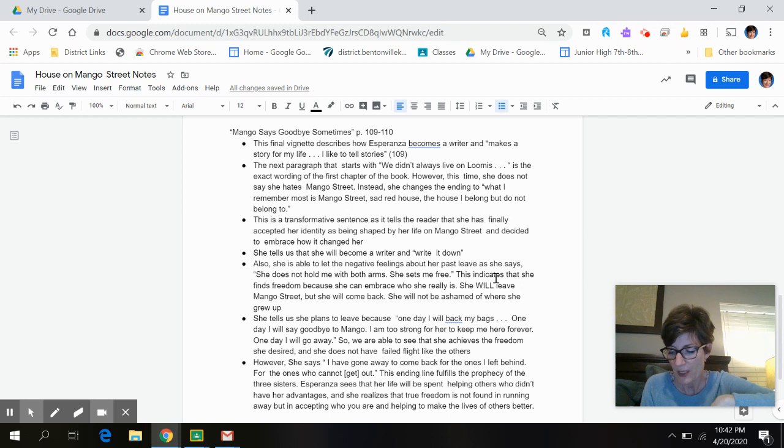But in this chapter, we begin to see that she's getting that self-confidence. And she says, she cannot hold me with both arms. She sets me free. One day I will say goodbye to Mango. I am too strong for her to keep me here forever. One day I will go away. So she sounds so much more confident in this chapter, like she sort of just knows her destiny.